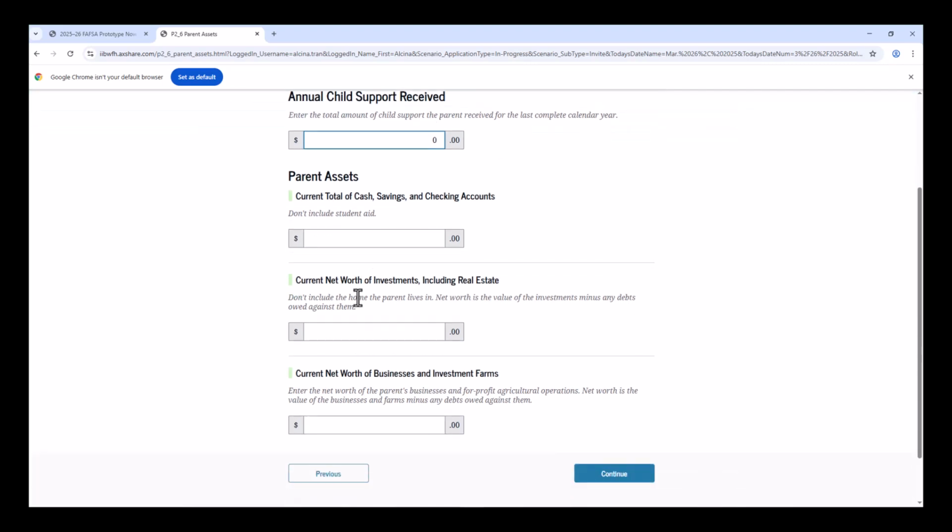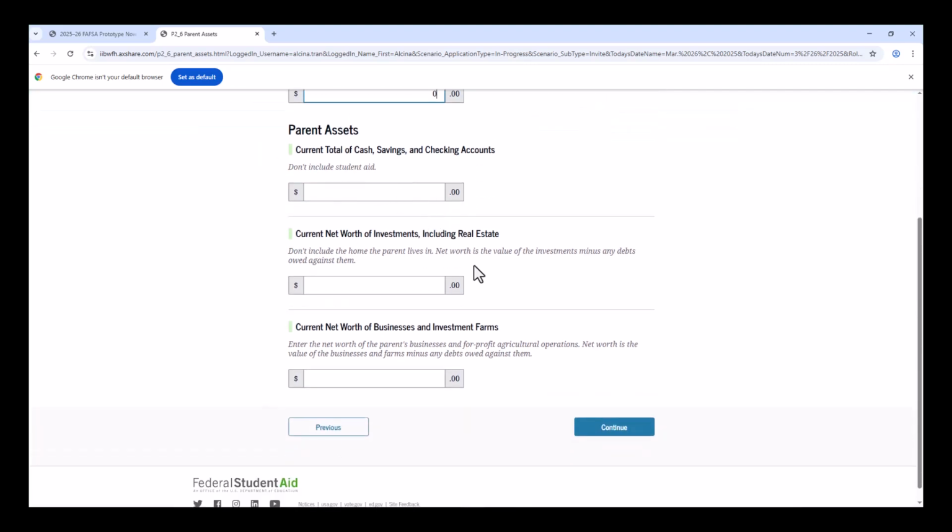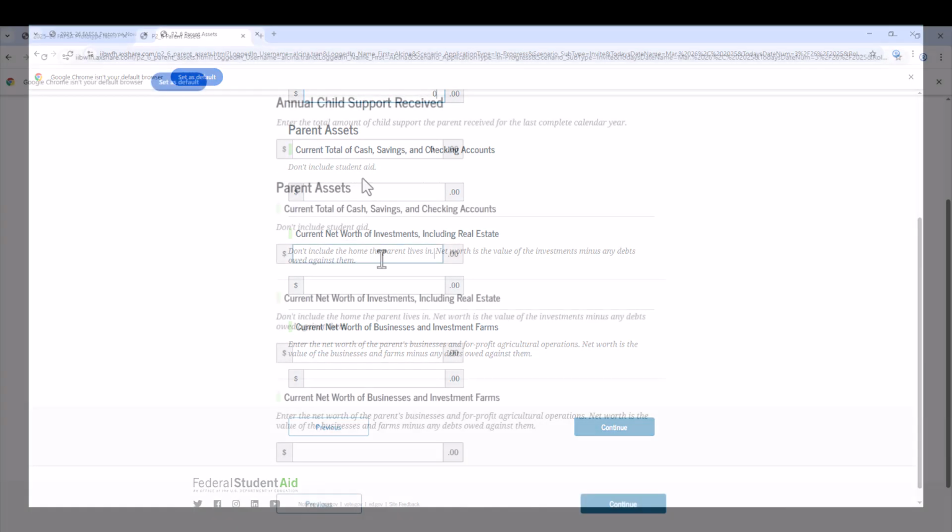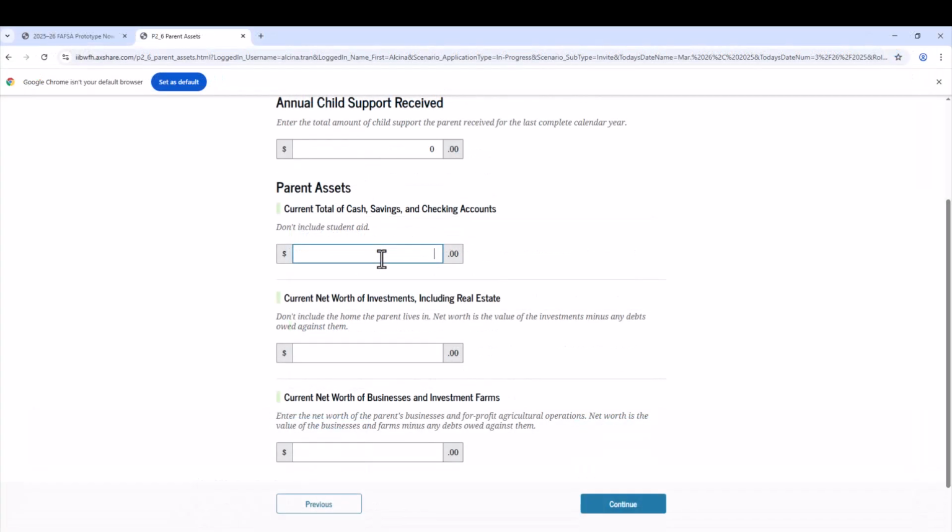And then lastly, we are going into the parent assets. So their total of cash, savings, and checking, the amounts they have in those accounts. I'm going to just put a number in here. And then net worth of investments. Again, this is any stocks, bonds, CDs, or real estate that you may have. This also includes a college savings plan. So if you have any 529 college savings plan, you'll enter that amount here.